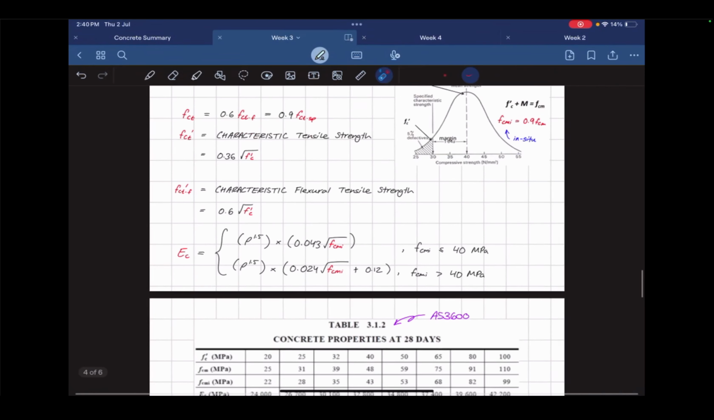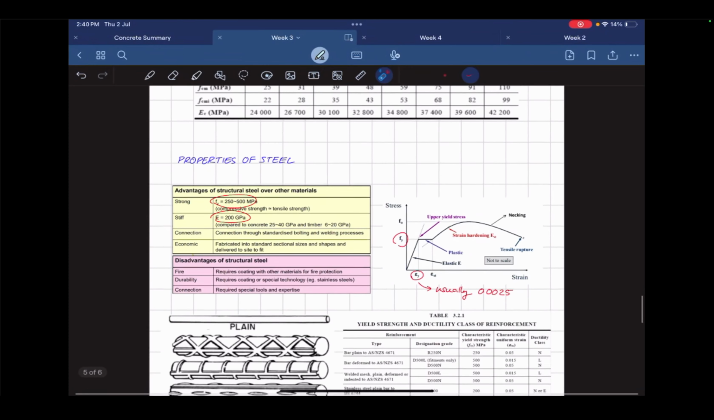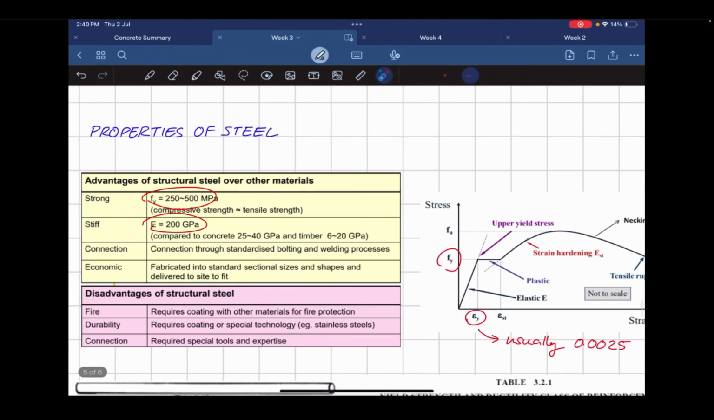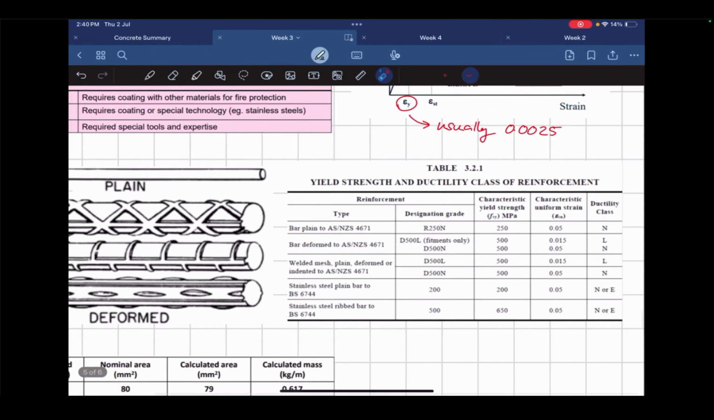Anyways. Properties of steel. So steel, obviously it's really strong. Its yield strength is very very high, between 250 to 500 MPa. You'll see later on there are different classes of bars, right?